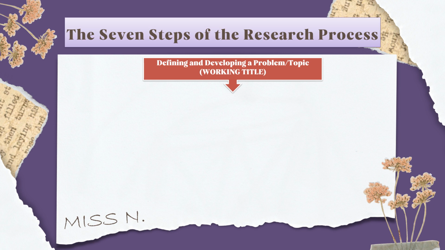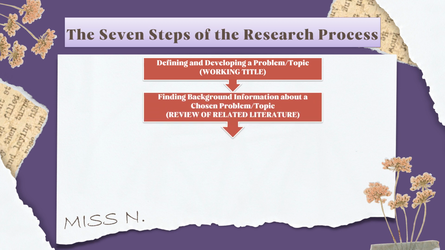If a researcher has already found a topic in which he is curious about, then he now begins scanning all available materials, both online and printed sources, to look at related information to the topic. The next step here is finding background information about the chosen problem or topic. And that's it: review of the related literature.